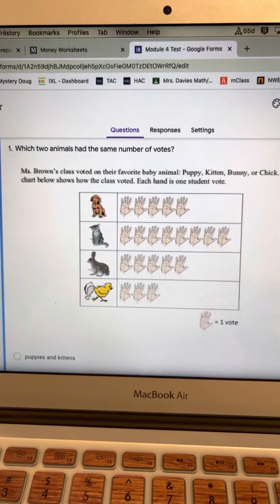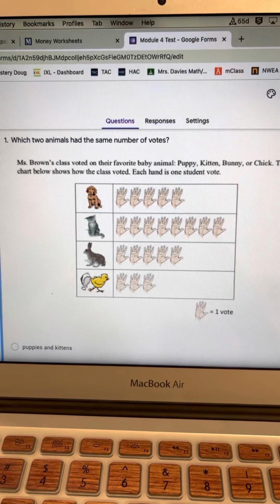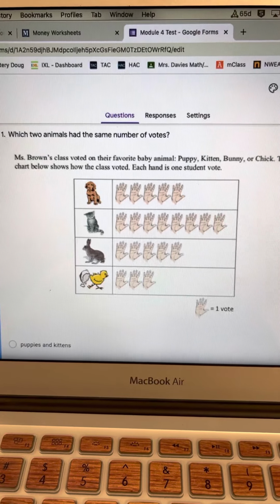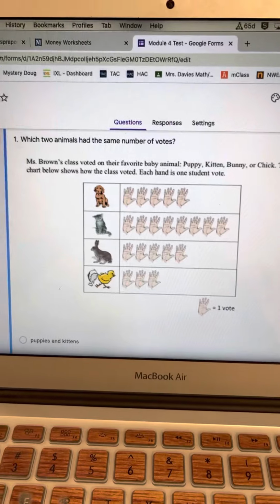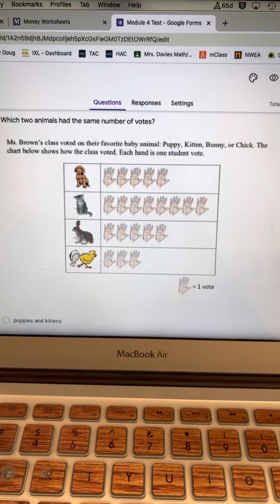Alright guys, I'm going to go over the questions with you. Make sure you follow along for each question, and then you can go back to the tab with Module 4 test. Alright, so the first one says, which two animals had the same number of votes?